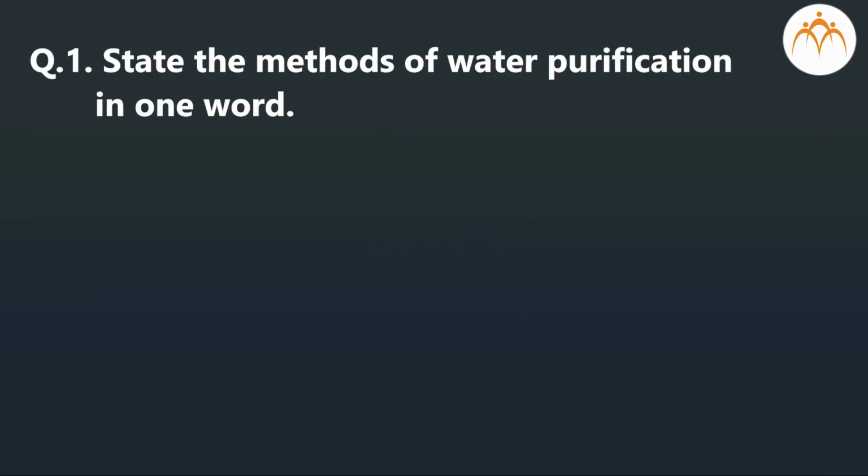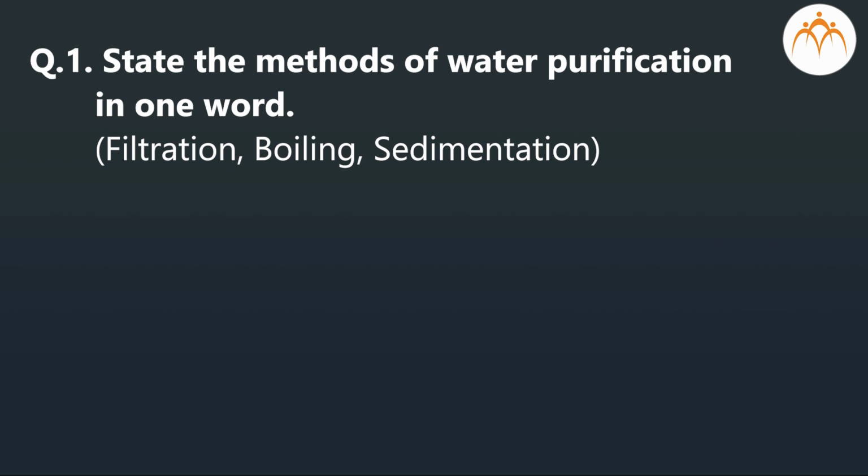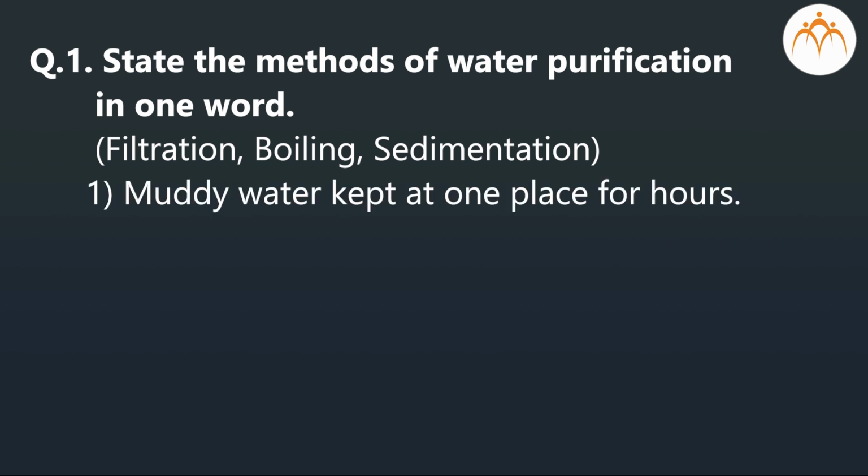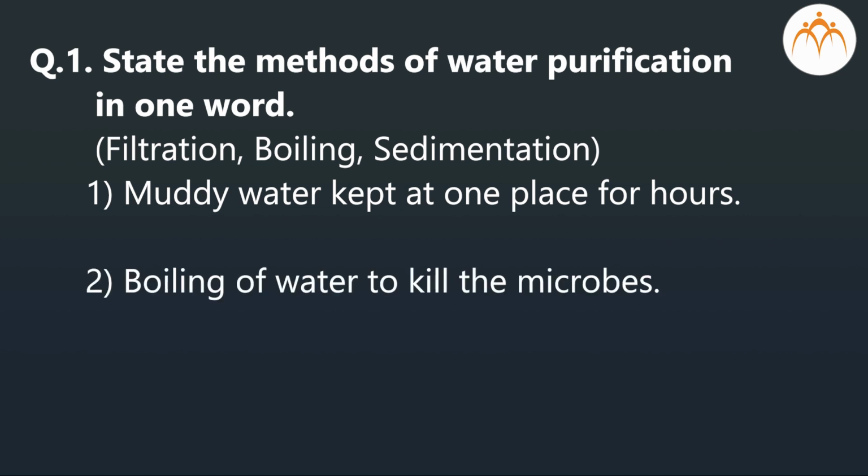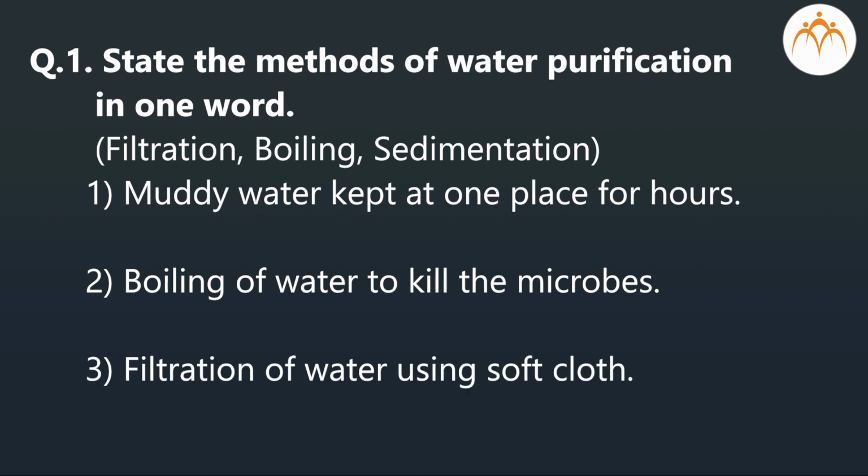Exercise Question 1. State the methods of water purification in one word. Filtration, boiling, sedimentation. Muddy water kept at one place for hours. Boiling of water to kill the microbes. Filtration of water using soft cloth.